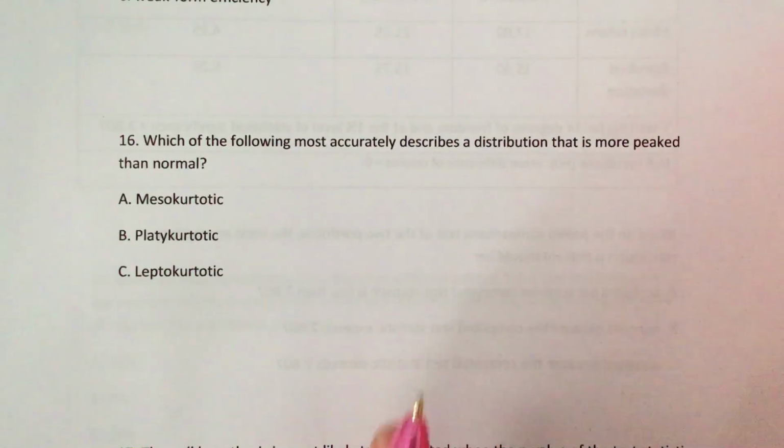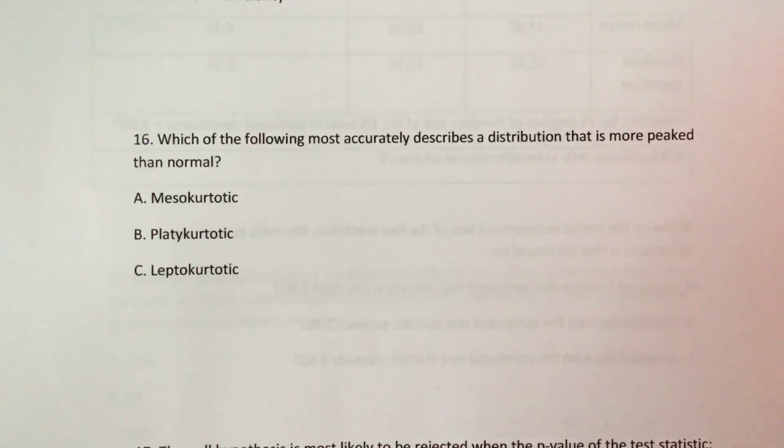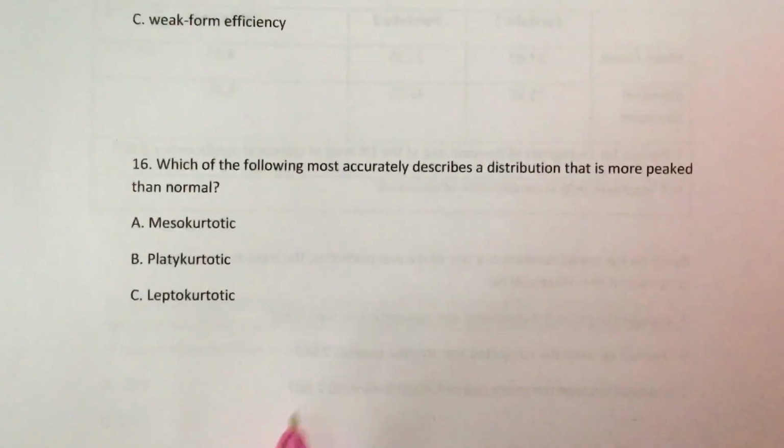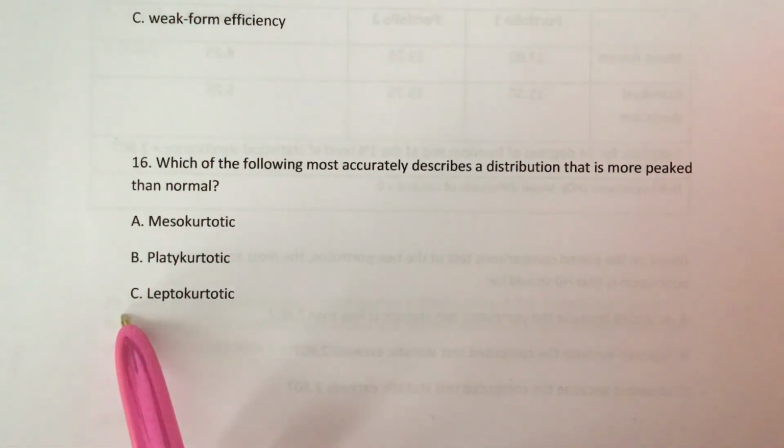Question 16. Which of the following most accurately describes a distribution that is more peaked than normal? The distribution that is more peaked than normal is called leptokurtic. Answer is C.